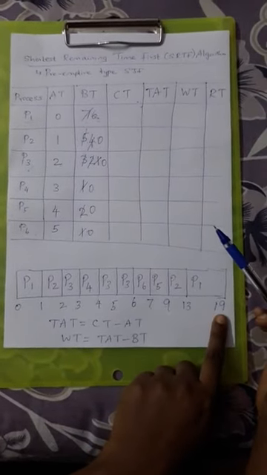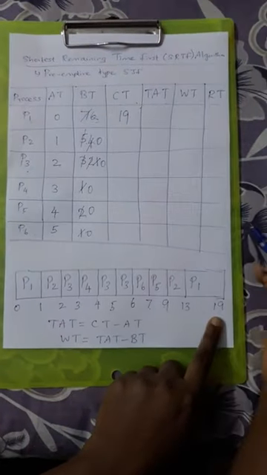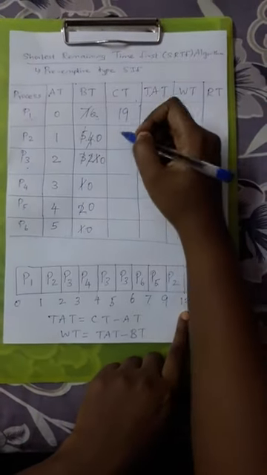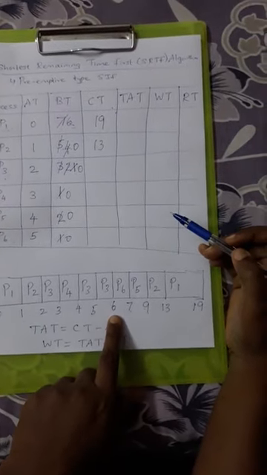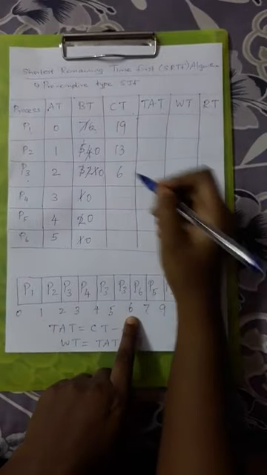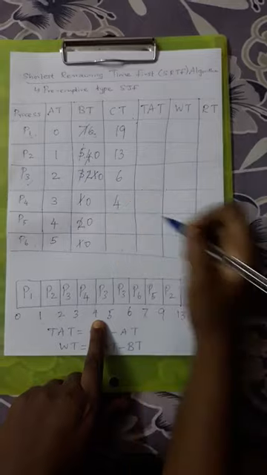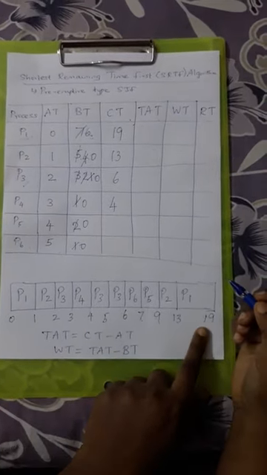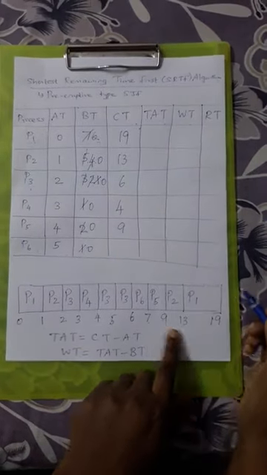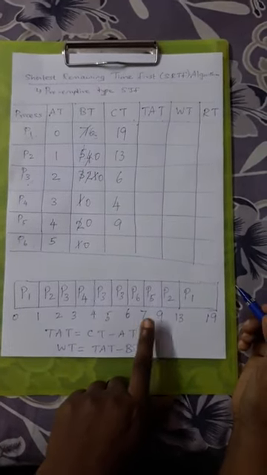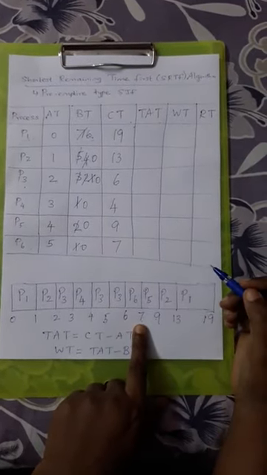You see here, process P1 is completed at the 19th millisecond. Next, process P2 is completed at the 13th millisecond. Next, process P3 gets completed at the 6th millisecond. Next, process P4 is completed at the 4th millisecond. Next, process P5 is completed at the 9th millisecond. Next, process P6 is completed at the 7th millisecond. Likewise, we are calculating completion time.